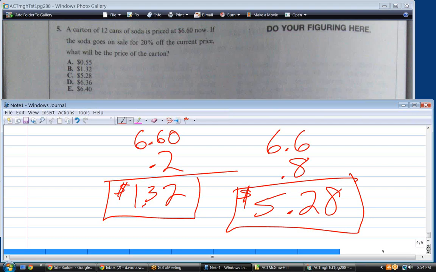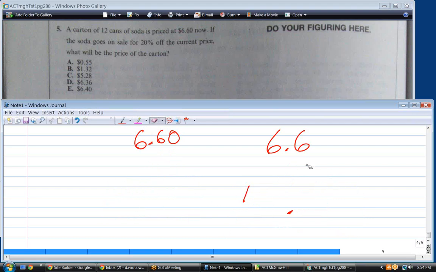If I take 20% off of a price, that means I'm going to charge you 80%. If I had a 5% sales tax on this, let's say instead of discounting it, I'm going to charge a 5% tax. Well, I could do it in 2 steps by figuring out the tax and then adding it to the 660. But the easier way is to multiply the whole thing by 1.05.